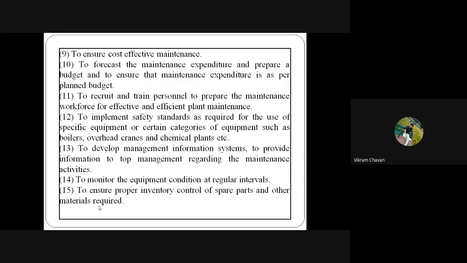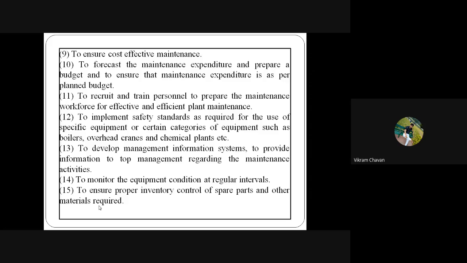Then some extra notices are provided, like please switch on this button first and then start the machine. The safety standards are provided that way. Then use goggles. In one workstation the requirement is that you have to use goggles. Then for welding purposes you have to use proper shoes, proper hand gloves, and proper goggles. As per the requirement, the safety standards are provided to the workers. So this is a function of maintenance management.